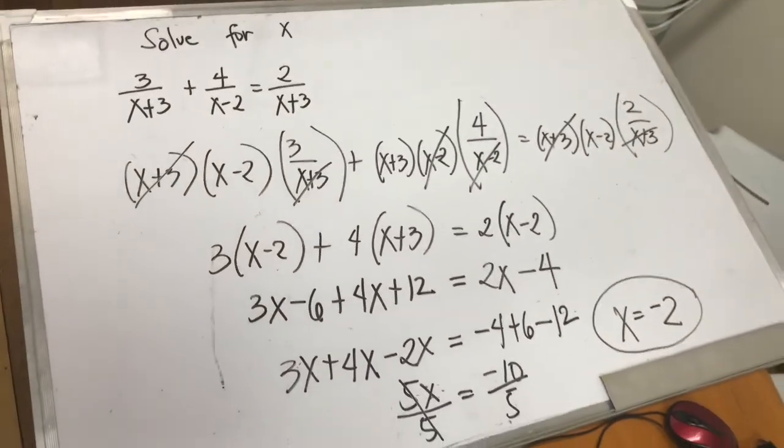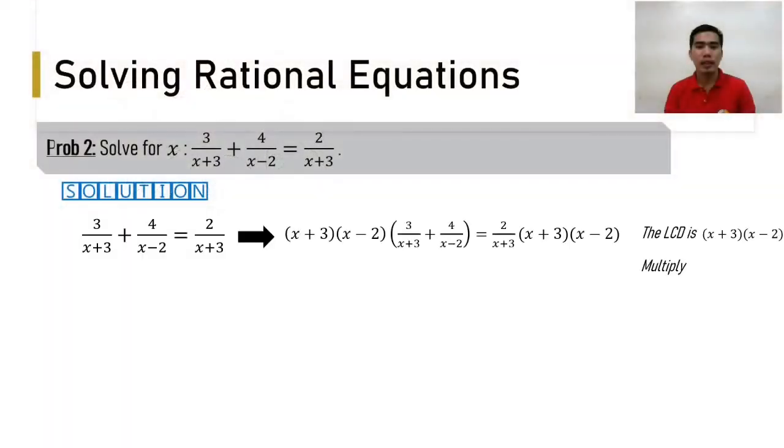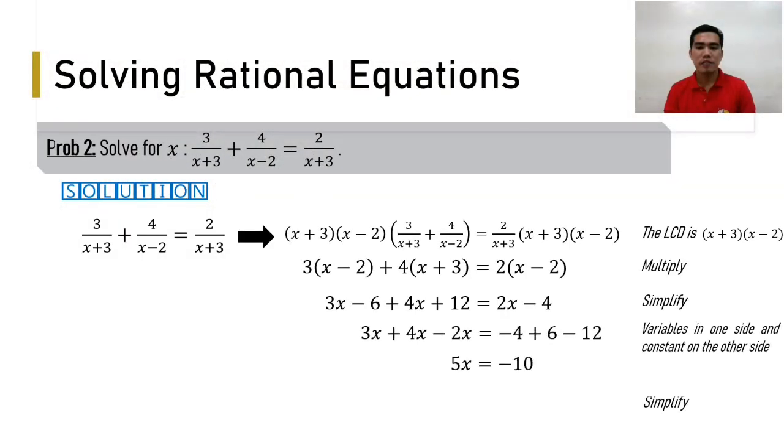Ayan. So, let's find out if our answer is correct. Ayan. So, that's it. So, we have x is equal to negative 2. Okay?